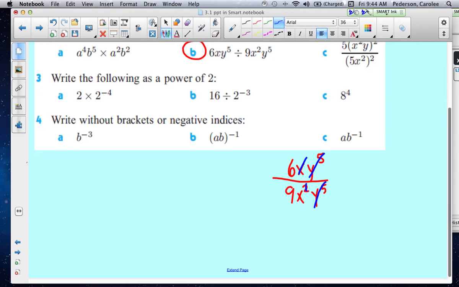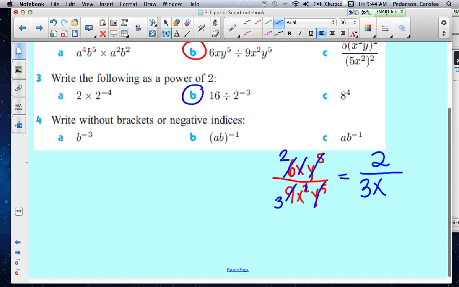What about my coefficients? Reduce it by 3, good. So this now becomes a 2, this becomes a 3. So we're left with a 2 in the numerator and then a 3x in the denominator. Let's go to the next one.